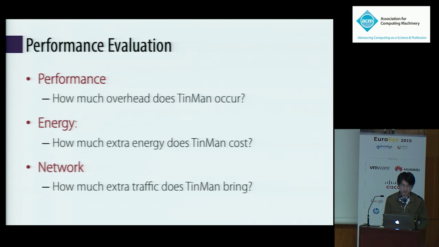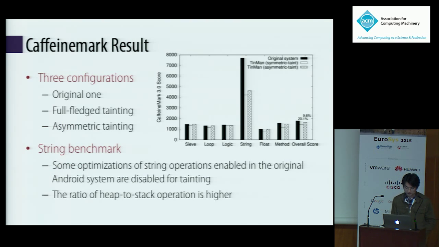In order to evaluate our performance, we have the following 3 questions. How much overhead does TinMan incur? How much extra energy does TinMan cost? And how much extra traffic does TinMan bring? We first use the Caffeinemark benchmark as our benchmark. The average performance overhead is less than 10%.